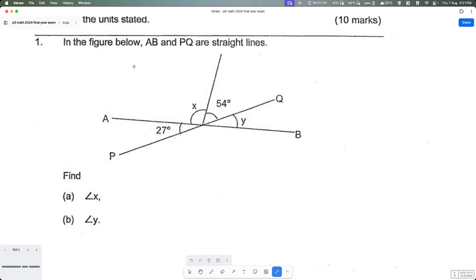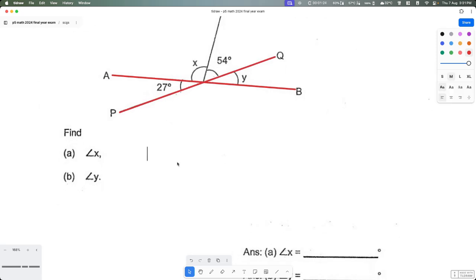In the figure below, AB and PQ are straight lines. Find angle X. What I'm going to do is highlight the straight lines, that's what you see over here. So for angle X, we basically just get 180 minus 54 and 27 degrees over here.